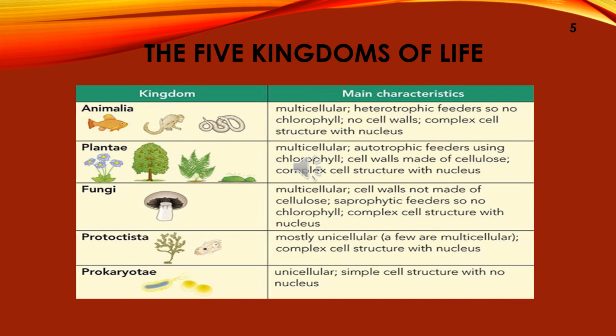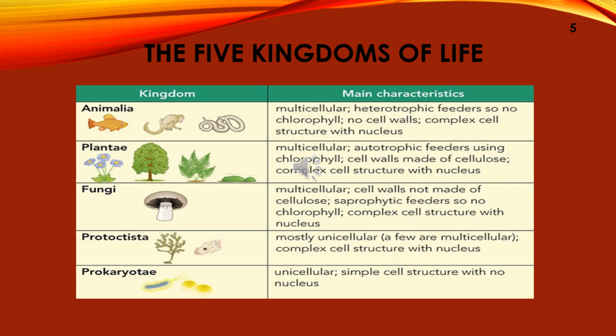And the last one that you have is going to be the prokaryote. And for prokaryote, you have bacteria. This is unicellular, a simple cell structure with no nucleus. So, the prokaryote is unicellular, and the example is the bacteria.